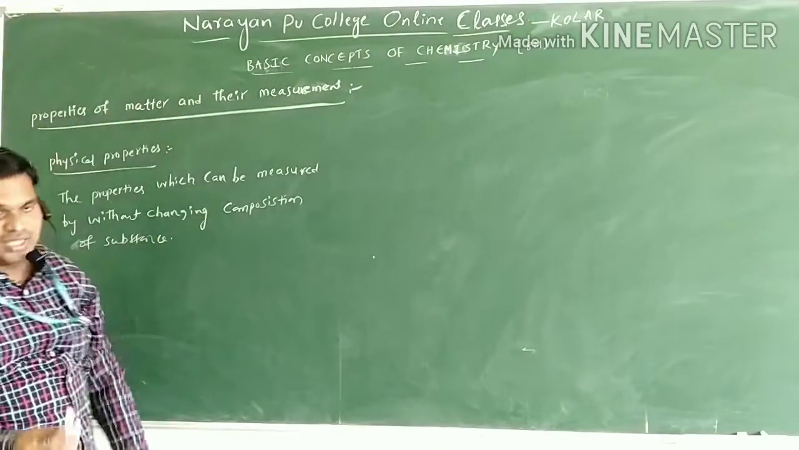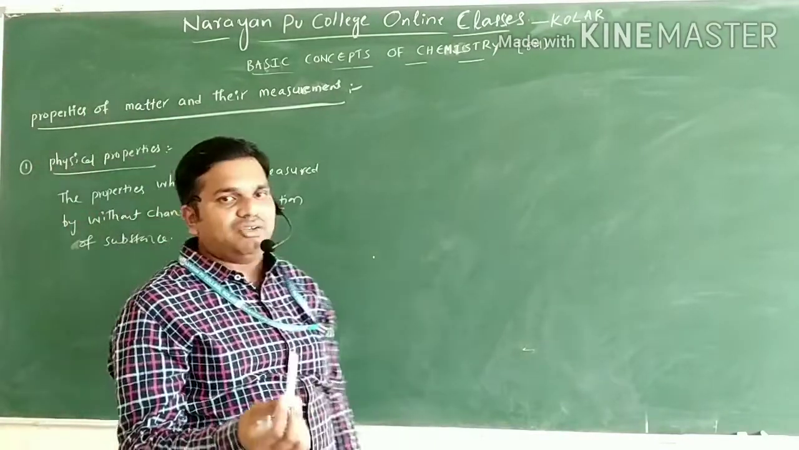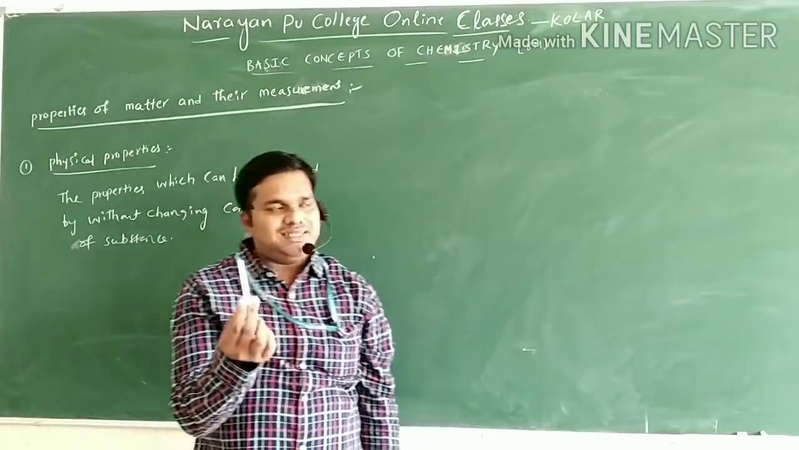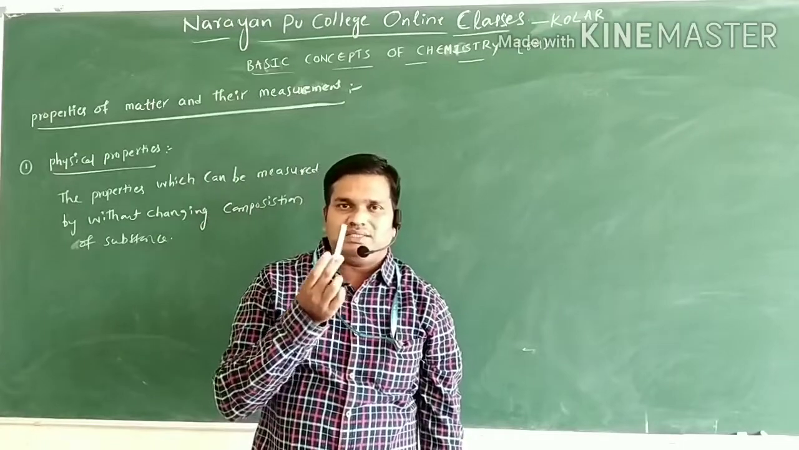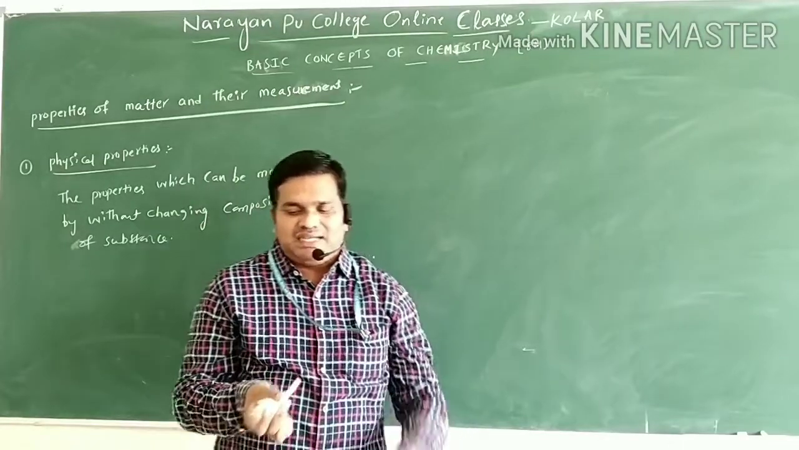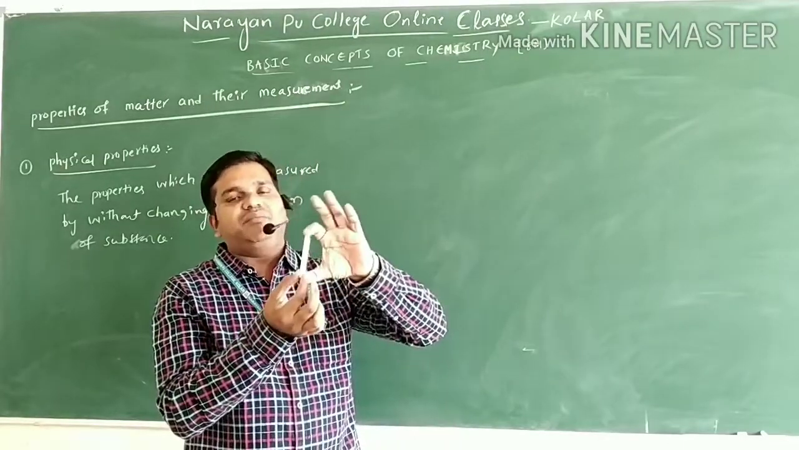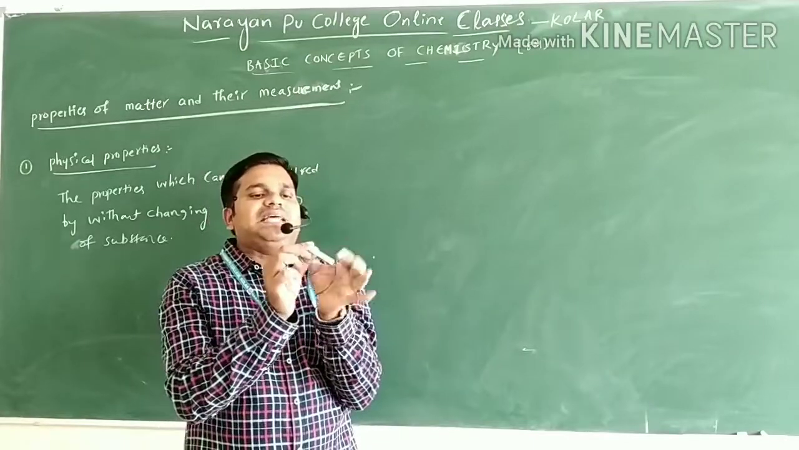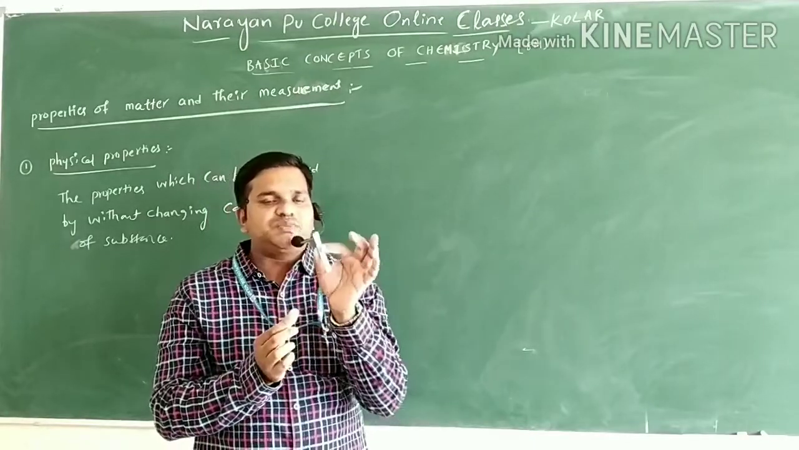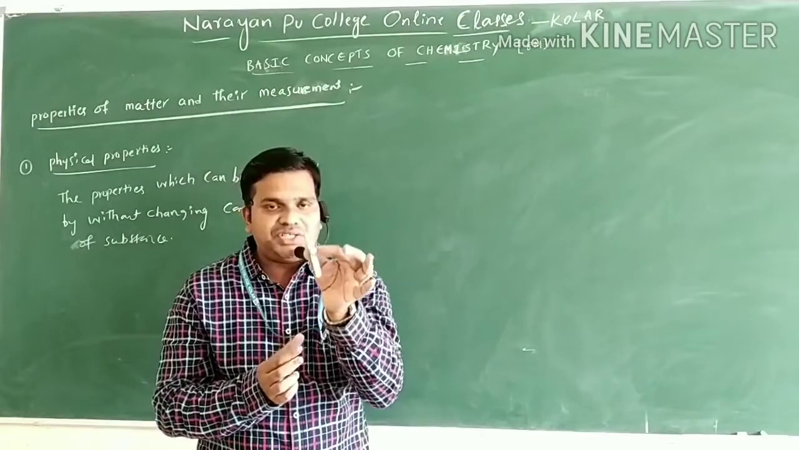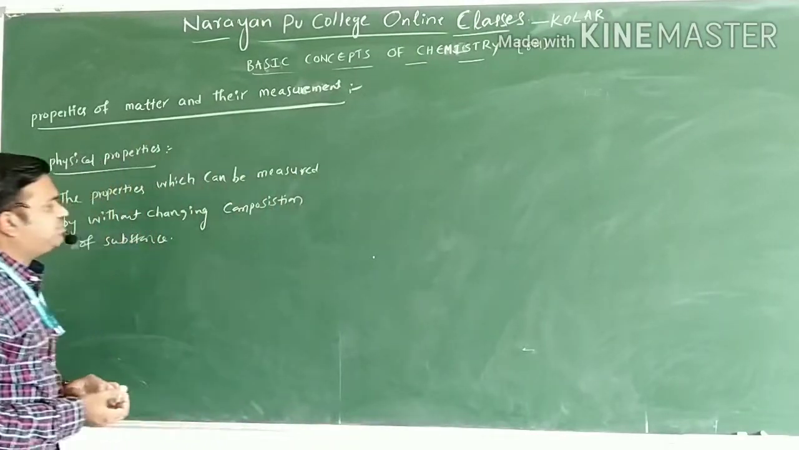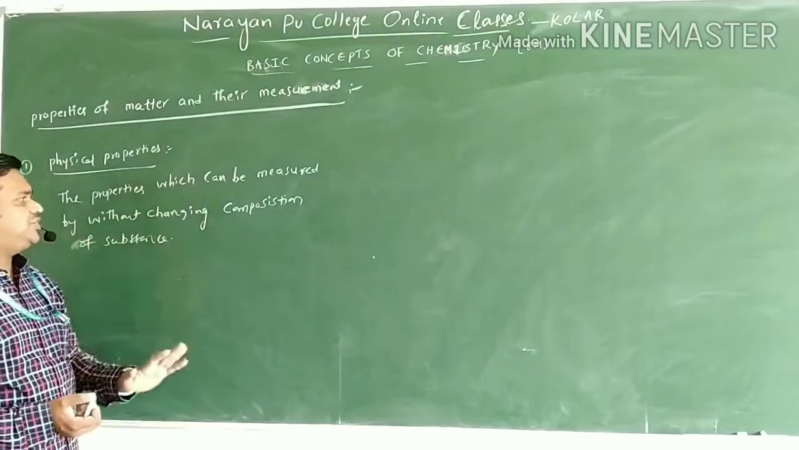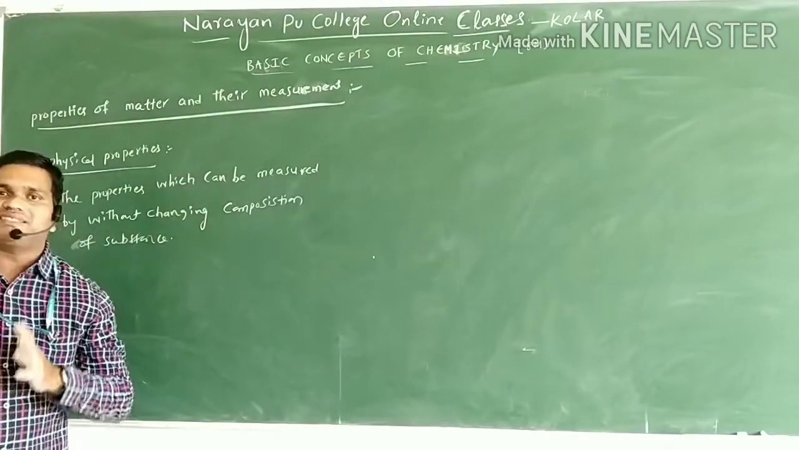You can see it has some color, it is white or colorless. It has some odor, some smell, it has some length in centimeters, and it has some width. These properties can be measured by observing the substances only. Clear? So physical properties are the properties that can be measured without changing the composition of the substance.